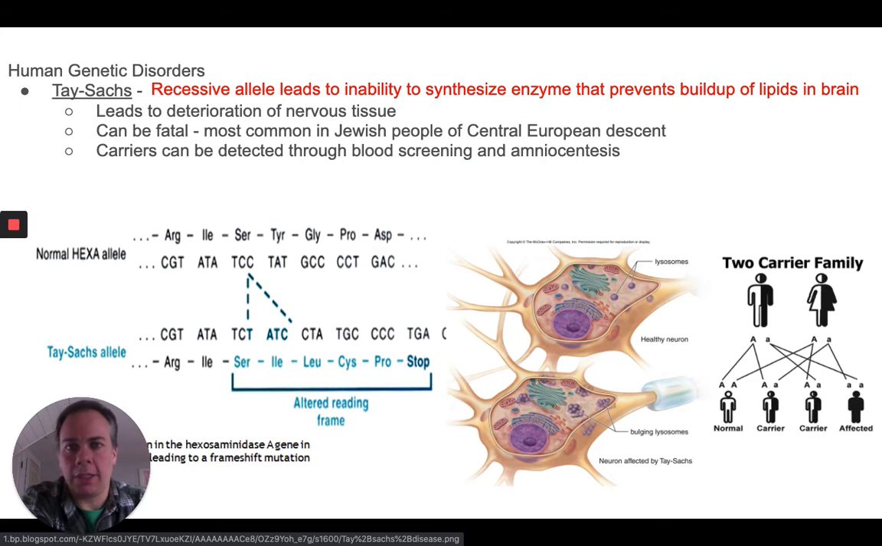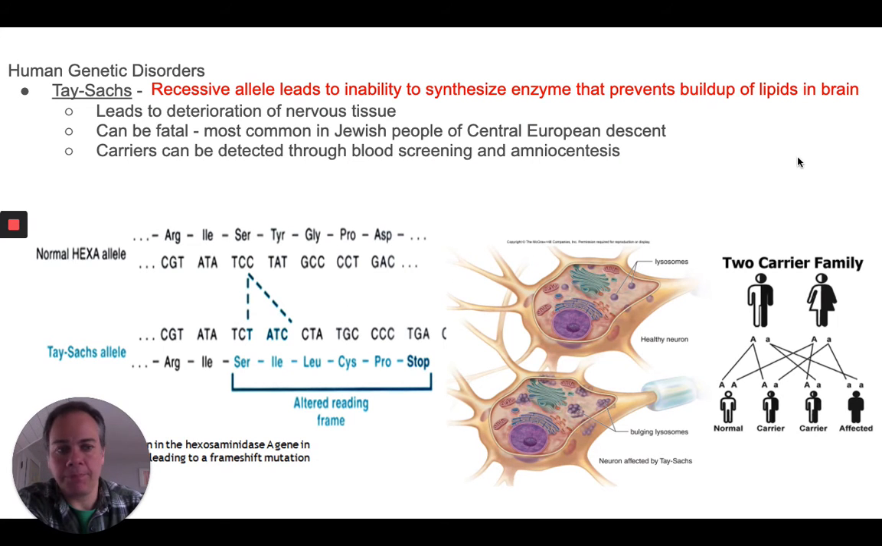This can be detected again through blood testing and through amniocentesis. Often people that have a family history of Tay-Sachs disease might be tested before they decide to have children to see if the parents are carriers. If the parents are carriers, then again, there's a 25% chance that their offspring will also inherit the actual disease.